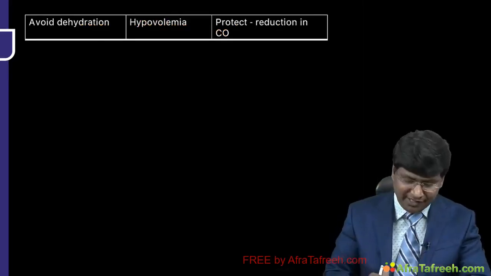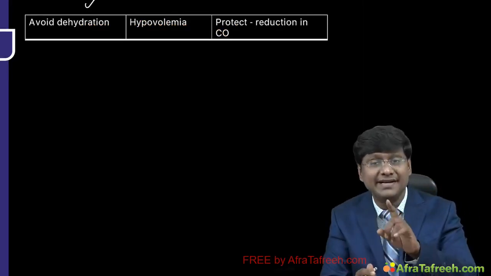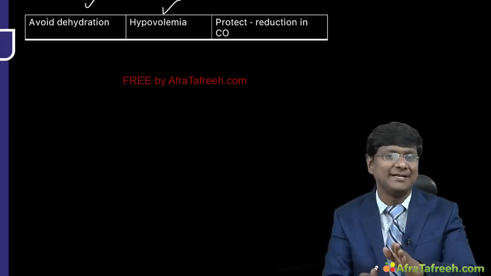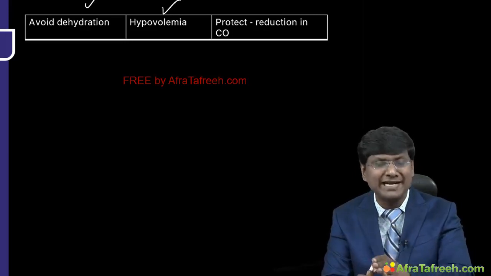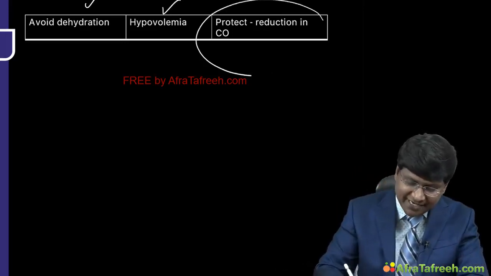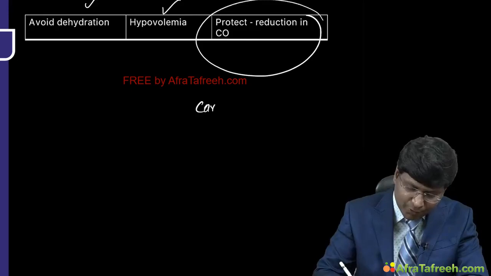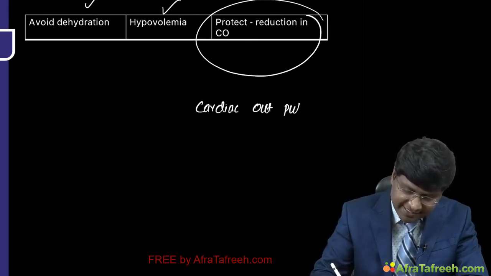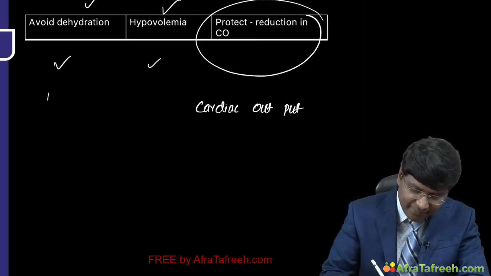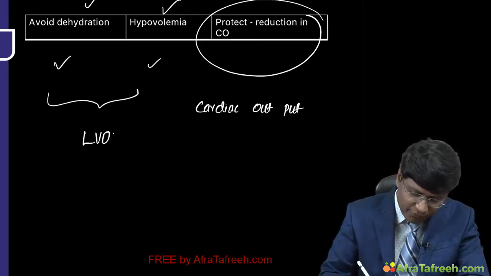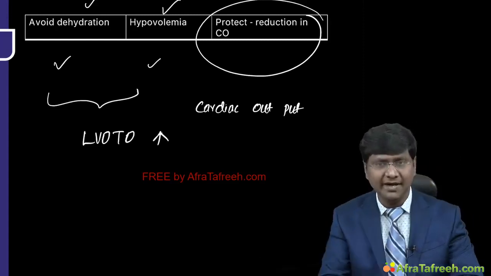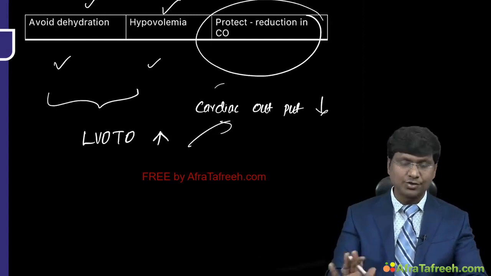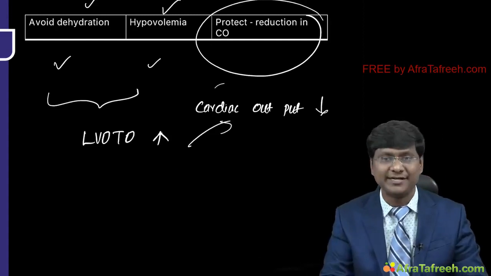And next, very important is, you need to avoid dehydration, and you also need to avoid hypovolemia. That is mainly to protect against significant reduction in the cardiac output of the individual. Because once there is severe dehydration and hypovolemia, the left ventricular outflow tract obstruction also increases, right? And that will further cause significant decrease in the cardiac output. So that should be completely avoided.